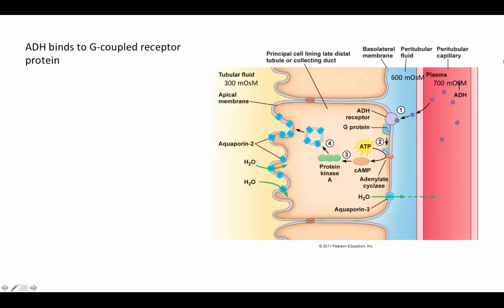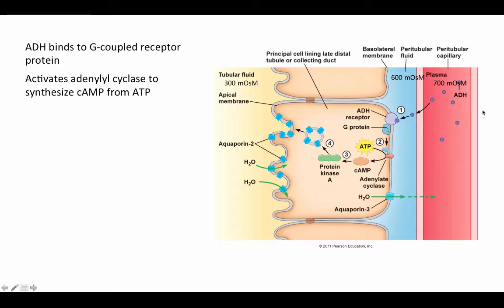So what we're looking at here is a cell in the wall of that collecting duct. This inside that's colored appropriately yellow, that's where the urine is being created. This is the inside of that tubule. The other side is the interstitial fluid outside that collecting duct, and then a nearby blood vessel is here. When antidiuretic hormone is released, it's going to move out of the blood vessel and it's going to bind with its receptor on the outside of this collecting duct cell, and it's going to be a G-coupled receptor protein.